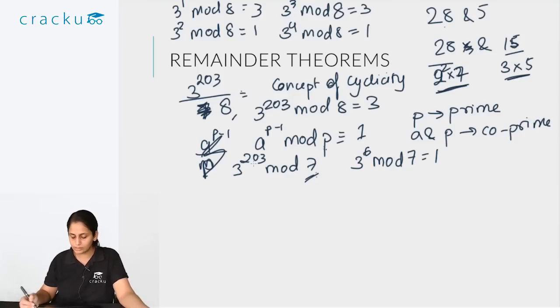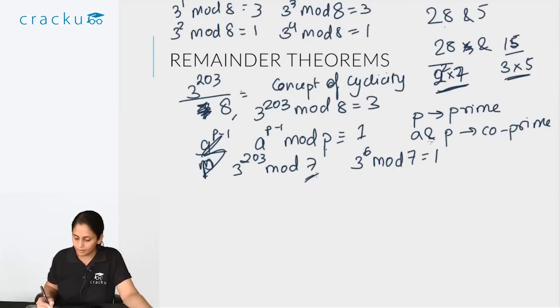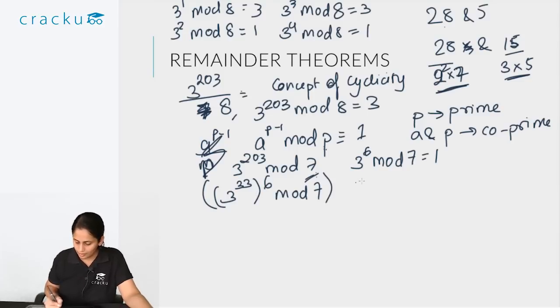So by using this concept, I will first divide 203 into parts of 6. So what is 203 into parts of 6? If I remove 198 from 203, I get the last number, that is 5. So I can represent this as 3 raised to 33 into 6 mod 7, into 3 raised to 5 mod 7, the whole mod 7.